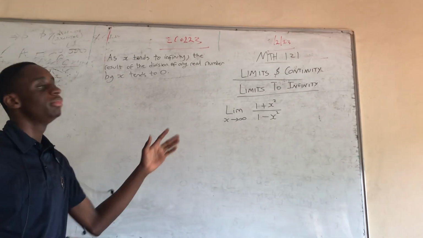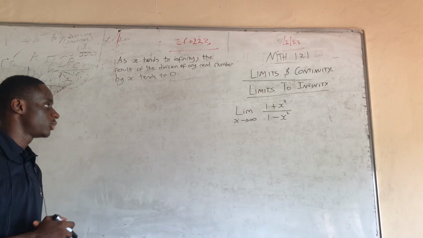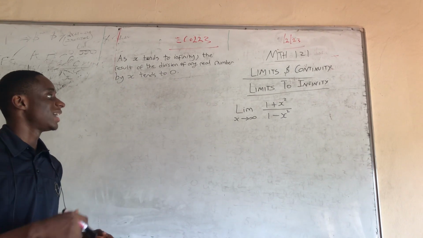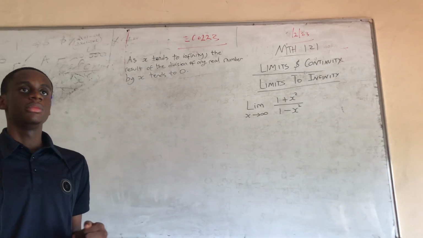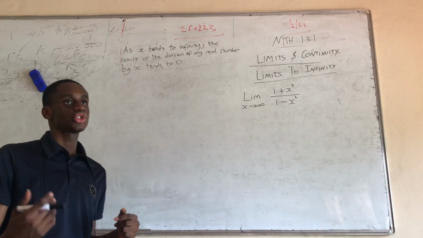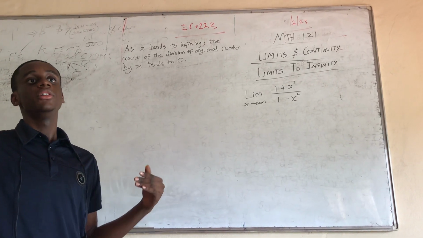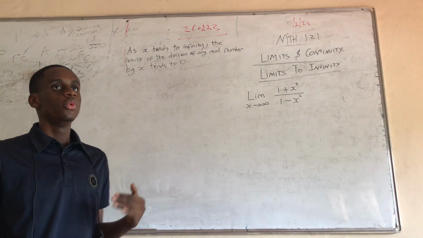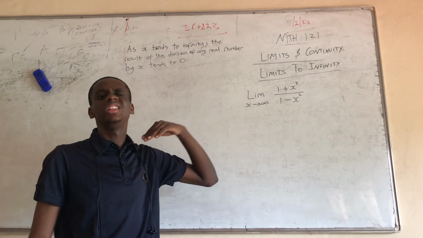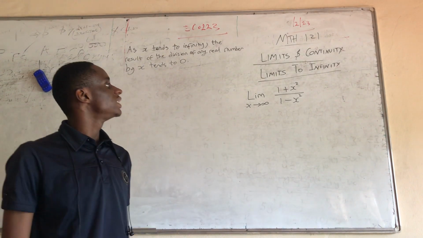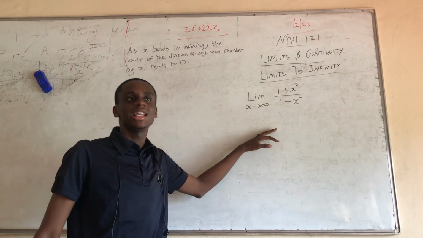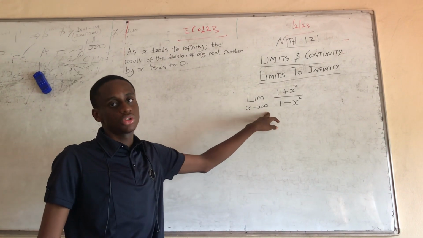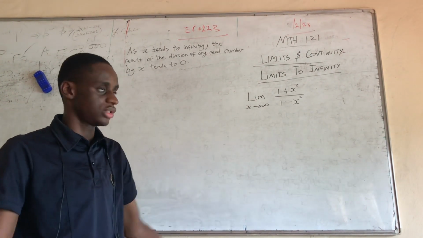Now we have limits to infinity. In this case, we are being asked to find the limit of functions as x tends to infinity. Previously, we were treating limits of functions as x tends to a particular finite or real number, right? But in this case, what do you do where x is approaching infinity? So what is the limit that the function approaches as x increases without bounds? Are you going to begin to substitute infinity here, which is not possible, right?